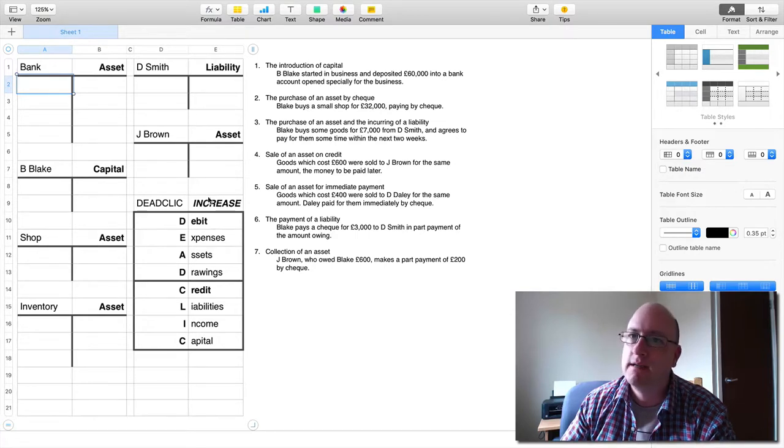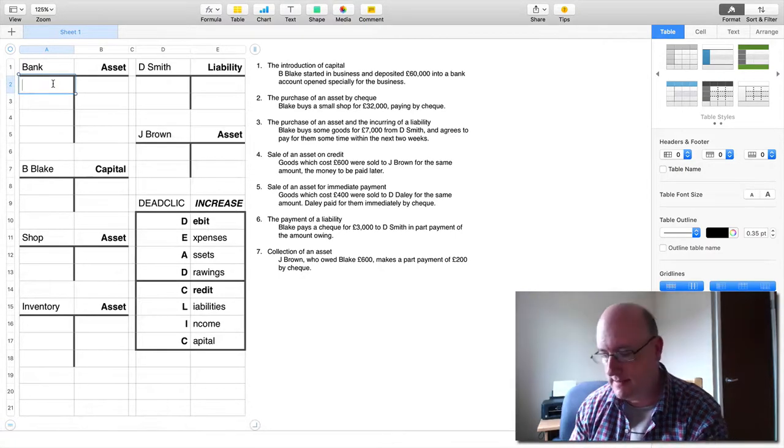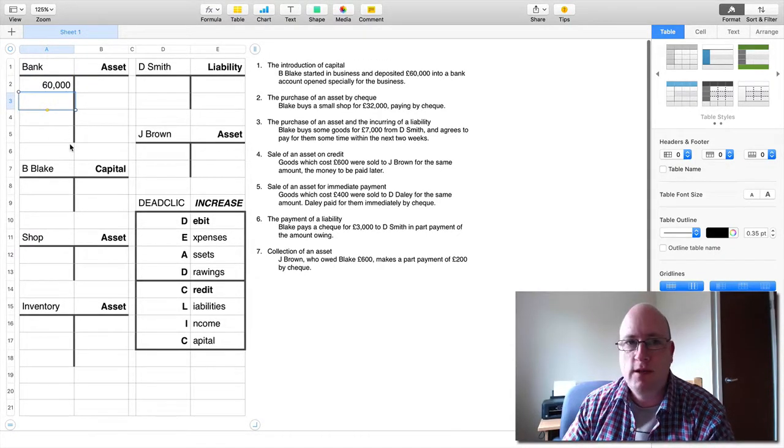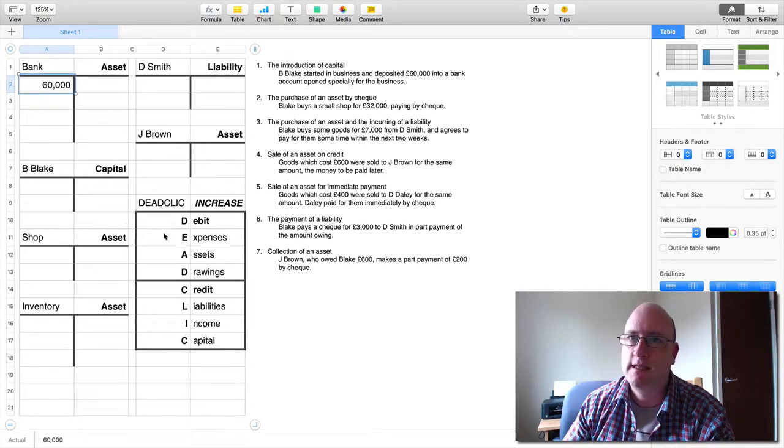And as you can see, the DEADCLIC rule is always relating to increase. And an asset is there, so it's a debit. So I'm going to type in there £60,000. Okay. So hopefully you can see what I've done there. We've increased the bank account, we've increased the asset by £60,000. DEADCLIC always follows the increase rule. The bank account's an asset which is there, so it's a debit.